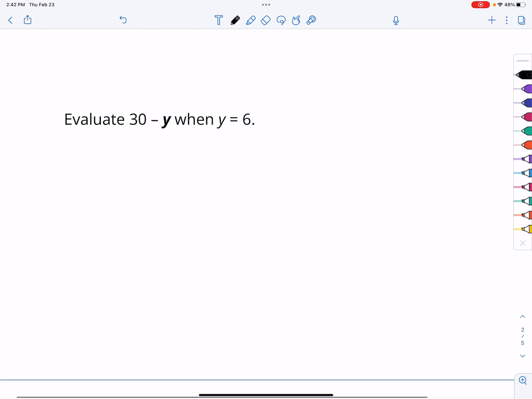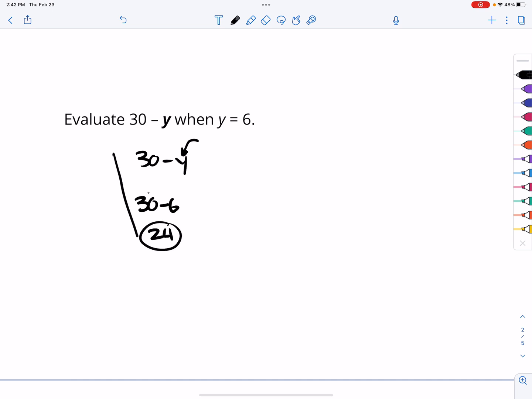Next, we're going to evaluate 30 minus y when y equals 6. So I'm going to rewrite it, 30 minus y, and now I'm going to be replacing or substituting 6 in for y. So 30 minus 6 is 24. Again, you can see this is kind of like our pizza method when we did order of operations, and that is the goal. Work your way down.